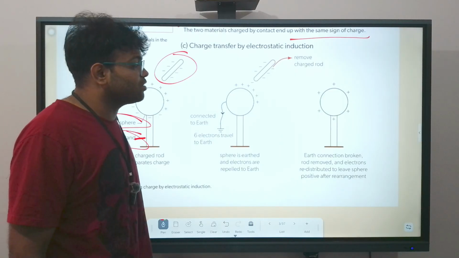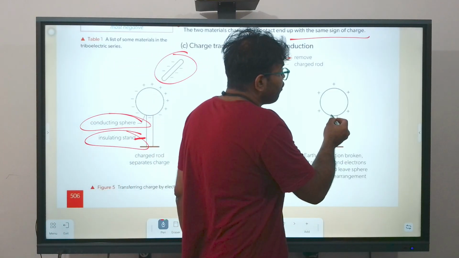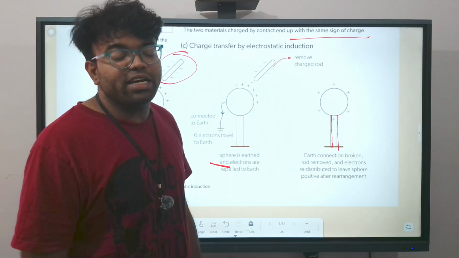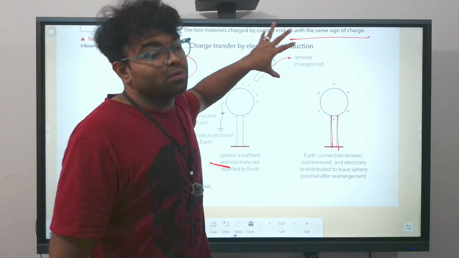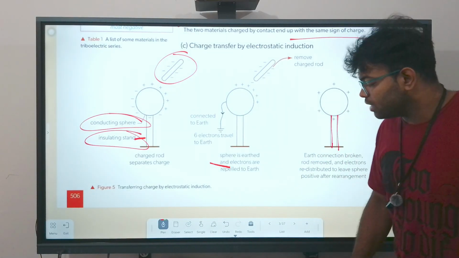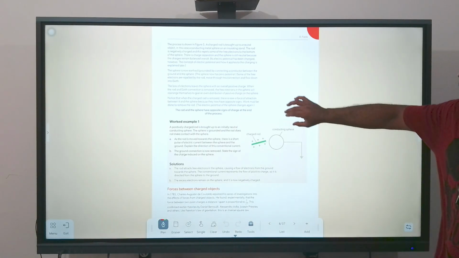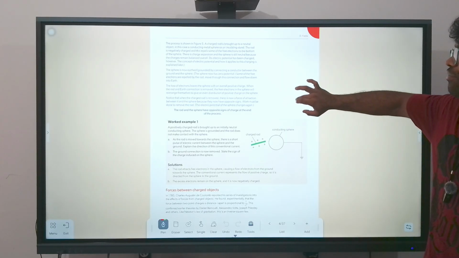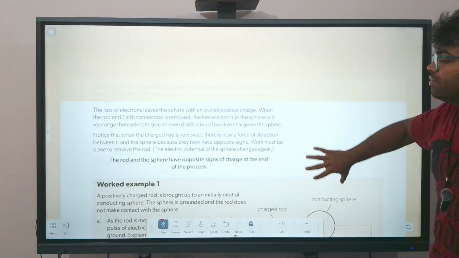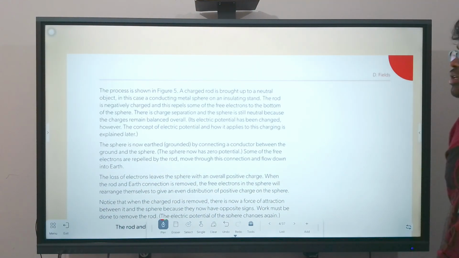If it is isolated from the surrounding, it is already isolated from the ground with the help of an insulating sand. If it is isolated from the surrounding, what will happen? This will have a positive charge for a very long time. Clear? Next.